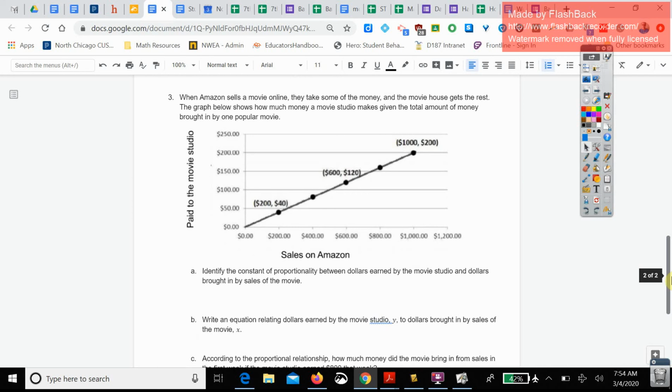So we already know it's proportional because we can see it's a straight line through the origin. So the constant of proportionality between dollars earned by the movie studio and dollars brought in by the movie. So I pick any one of these points and I do y divided by x. So that's the second number divided by the first number. So that is 40 divided by 200. So that is 1/5. The constant of proportionality is 1/5.